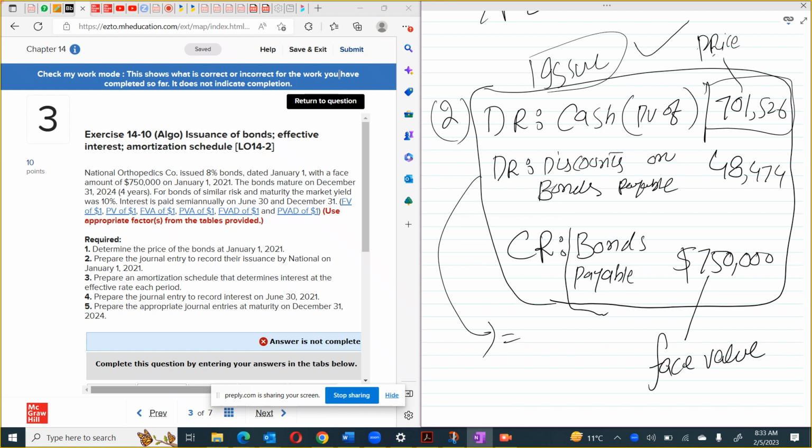Okay, number 4 is prepare the journal entry to record interest on 30th June 2021. It's very simple. You know what the interest is, and this is the entry at every period. What entry will we record on 30th June? I will debit the interest expense, I will credit the cash interest, and I will credit the difference between these two. So I will credit discounts on bonds.